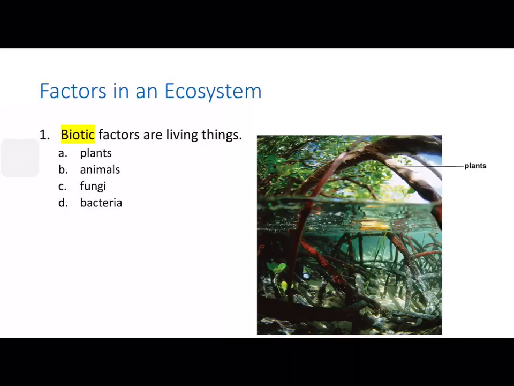We're looking at biotic factors, which are all the living things, anything living that's in an ecosystem. This is a picture of a mangrove. I'll write it on here. Anybody seen a mangrove? You would have to go to Florida to see it. These are tree roots that are underwater, which provides lots of habitat for fish to hide in. So there's plants, animals, fungi, bacteria.